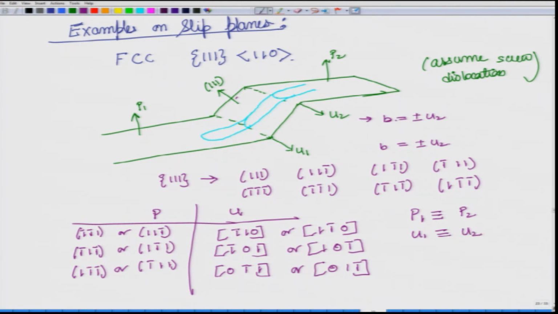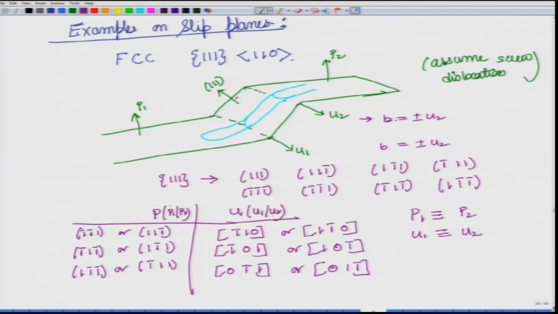So, although we began with the assumption that P1 and P2 need not be the same, we see that since the Burgers vector is the same, the line vector has to be the same, and therefore this remains constant. Therefore, the P1 and U1 combination will also be the same as P2 and U2. So this P is now either P1 or P2, and U is U1 or U2.